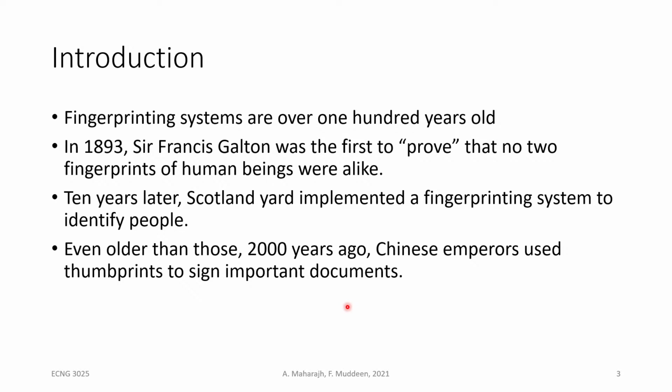So fingerprinting systems aren't something relatively new, because they have existed for hundreds of years. Back in 1893, Sir Francis Galton was able to prove that fingerprints on human beings aren't alike. Scotland Yard implemented the system 10 years later to identify people. And even years before that, all the way in the BC era, the Chinese emperors used thumbprints to sign important documents because they realized that thumbprints themselves were a unique form of identification.